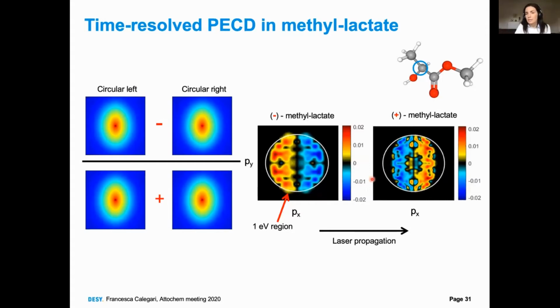signal, which is due to this directionality of the photoelectron emission, as I was explaining before. And here you can see the two enantiomers with the opposite sign, as you would expect, of course, due to the opposite chirality, indicating that this is indeed a real PECD signal, so it's not a fake or an artifact due to this subtraction that we do.